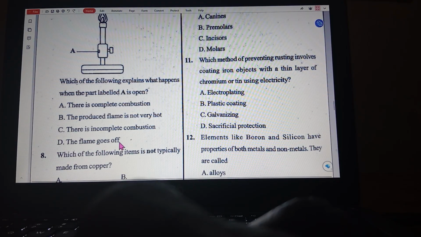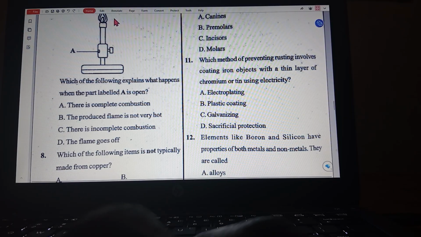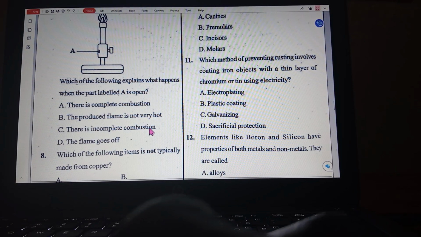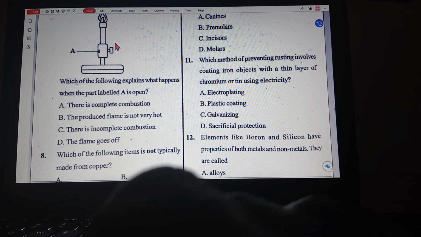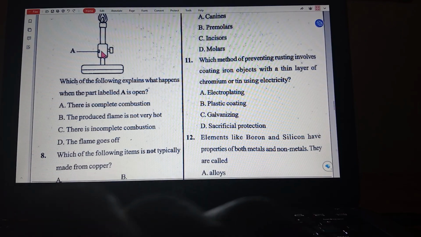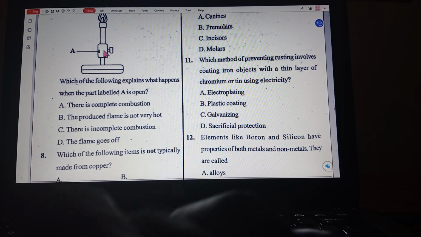The flame goes off? No. In fact, when the air holes are open, we get a non-luminous flame, a blue flame which is hot. Is there incomplete combustion? No. In fact, there's complete combustion. Complete combustion means all the gases are burning up. When the air hole is open, air enters and mixes with laboratory gas at the jet, so it burns on top of the chimney. So there's complete combustion of the laboratory gas.